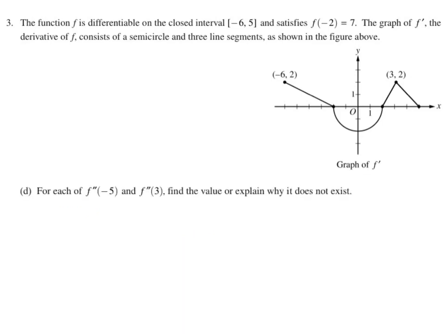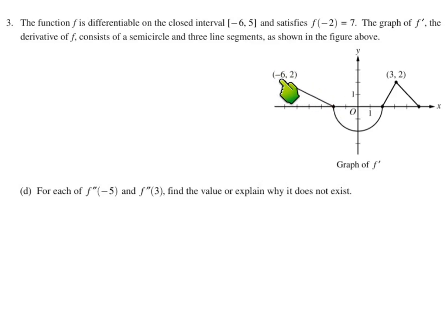For part D, it says for each of these two things, f double prime of -5 and f double prime of 3, find the value or explain why it does not exist. So we are given f prime as a graph, and we are asking for the values of f double prime, which means we are looking for the derivative of this function at these points. So looking at -5, when x equals -5, right here, what is the derivative of this graph? What is the slope of this graph?